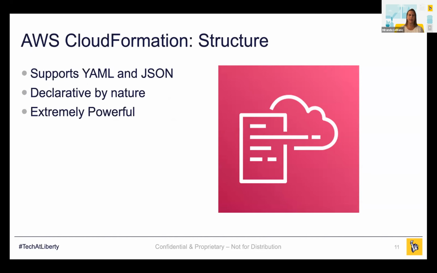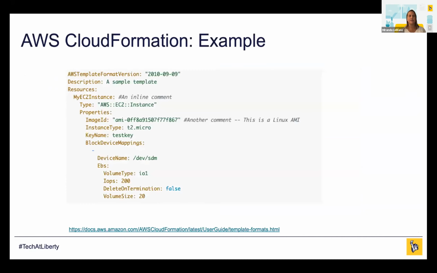So let's look at an example. This is an example from the CloudFormation documentation. In this example, we have three main sections. So we have the format version, a description, and your resources. And in your resources, in this example, it's creating an EC2 instance. We know that because the type is showing that it is an AWS EC2 instance. And it's based off of an AMI, an image ID. Note that in this example, the AMI is hard-coded.